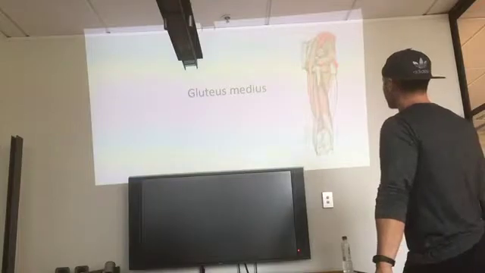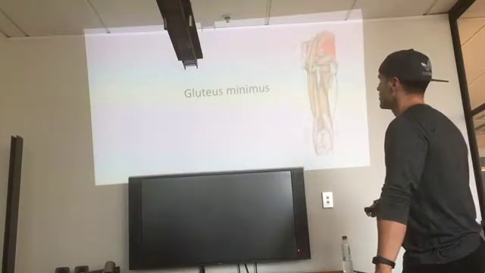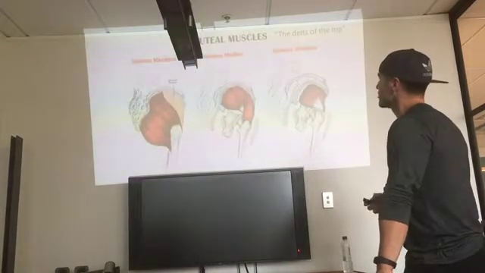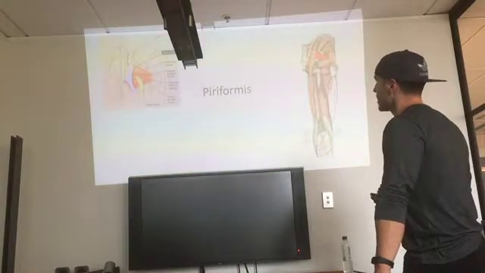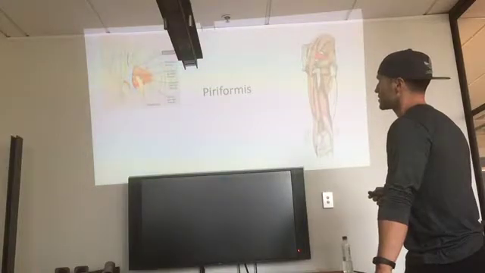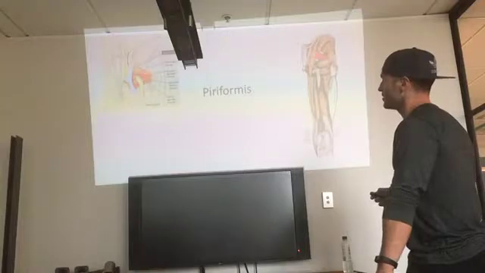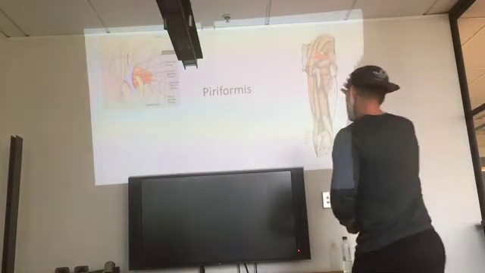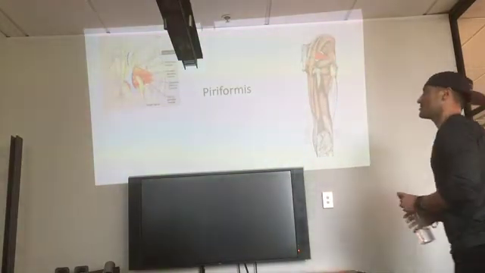Medius, those things. Minimus, those things. There they all are. Piriformis, we talk about it outside of the context of the deep six, which are those six external rotators of the hip, because it's the one that's most often implicated in symptoms of sciatica, which is that inflammation of and around the sciatic nerve, the largest nerve in the human body.